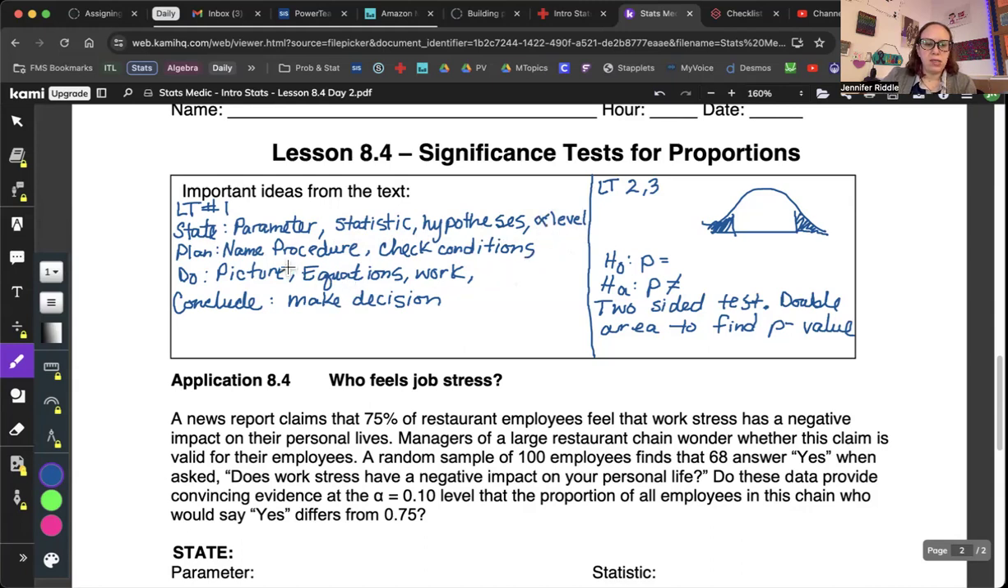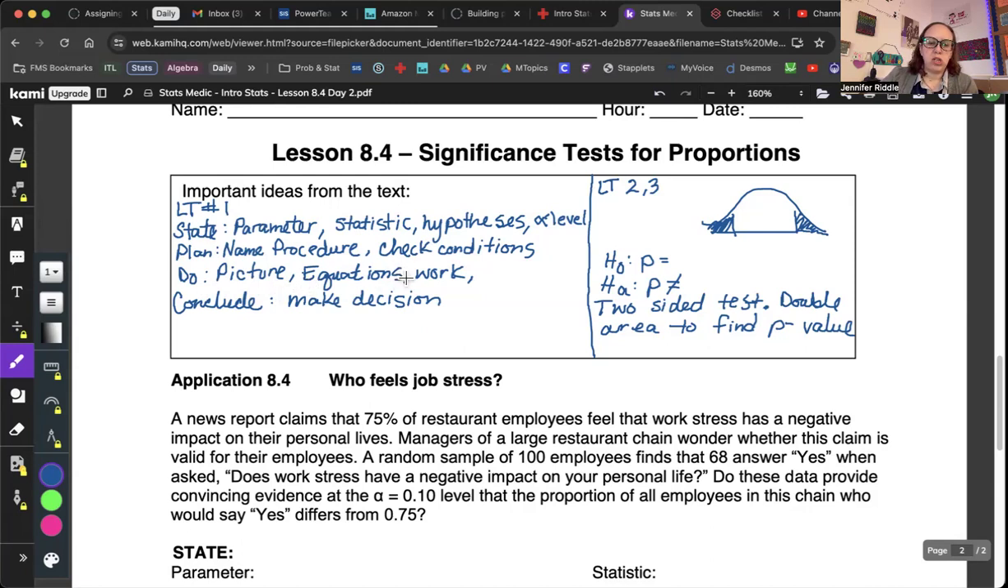In our plan section, we're going to name our procedure. Right now, all we know is a one sample Z test for P, and check our conditions, the random and the normal condition. Then in the do or calculate section, we're going to draw a picture so we know that we have the right side of our normal curve. If HA is less than, we're going to be shading to the left. If HA is greater than, we're going to shade to the right.